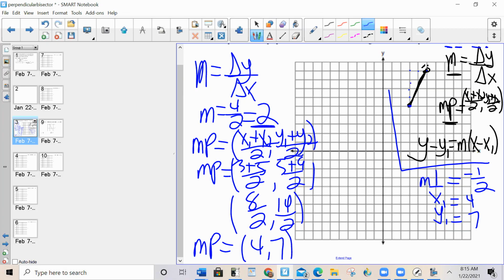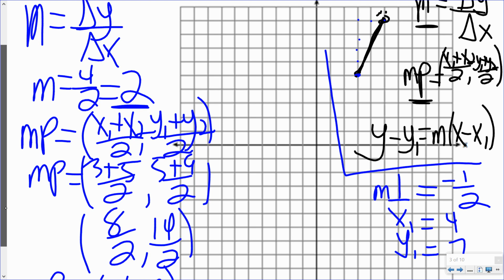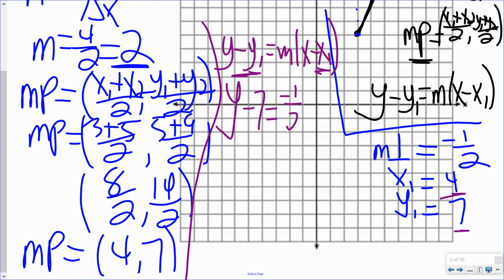So now, y minus y1 equals m, x minus x1. Remember, in this formula, if you're not comfortable with this formula, go back to that lesson. Go back to that video and watch it, equations of a line through a point. You're negating the y1 and the x1, so the positive 4 and positive 7 is going to become minus 4 and minus 7. So it becomes y minus 7 equals negative 1/2 times x minus 4.